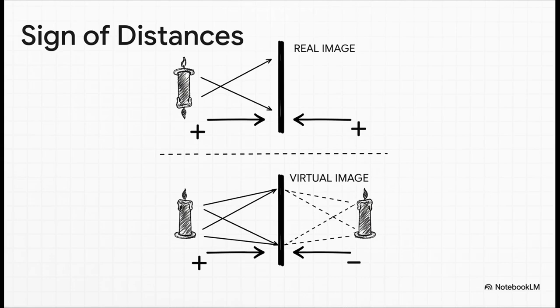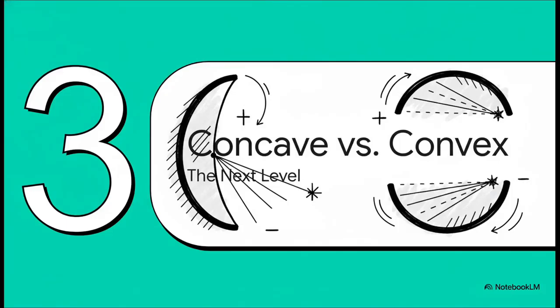The image appears behind the mirror. It's in virtual territory, so its distance, Q, is negative. Simple, right? Positive means real side, negative means virtual side. Great! We've got distances sorted. But what about the mirror itself?